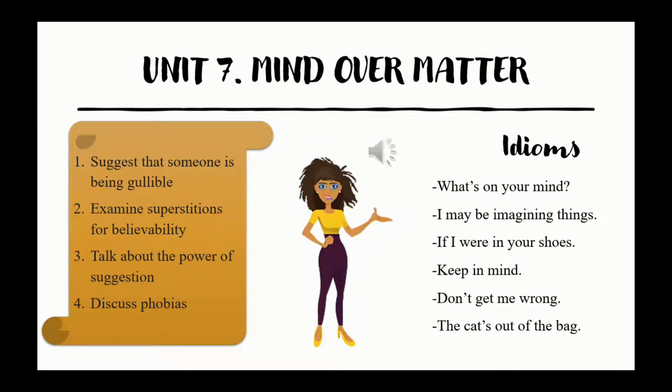Unit 7, Mind over Matter. Communication goals. 1. Suggest that someone is being gullible. 2. Examine superstitions for believability. 3. Talk about the power of suggestion. 4. Discuss phobias. Idioms. What's on your mind? I may be imagining things. If I were in your shoes, keep in mind, don't get me wrong, and the cat's out of the bag.